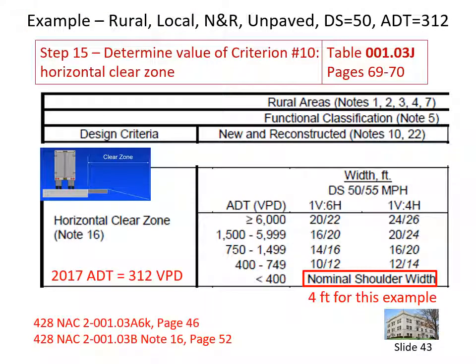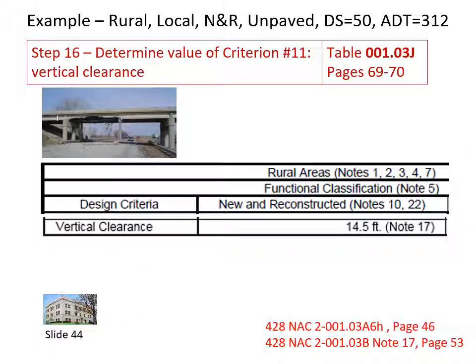Review Note 16 on page 52. If any non-crash-worthy or non-breakaway obstacles other than those listed in paragraph A will be in the horizontal clear zone after the project, the county is required to justify it with an engineering study. The minimum vertical clearance is 14.5 feet. Review Note 17 on page 53. Nothing in the note applies, assuming there are no planned underpasses or overpasses, or pedestrian, bicycle, or overhead sign structures.